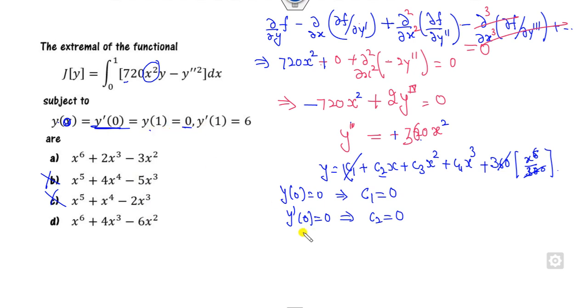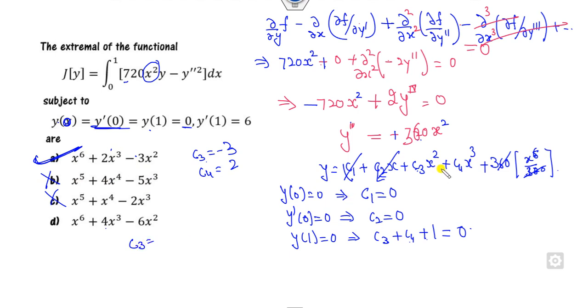Okay, what is y of 1? y of 1 is 0. So what is the y of 1? C2 will be 0, C3 plus C4 plus 1 is equal to 0. Now out of these options, what is C3? Coefficient of x square. C3 is minus 2. C4 is the coefficient of x cube, 2. Is it satisfied? C3 plus C4? Yes, this is satisfied. This is the correct option. Look at this one. C3, coefficient of x square, minus 6. C4, coefficient of x cube, 4. It is not satisfied. Right answer is only A. No need to solve the complete solution. You can simply write like this.